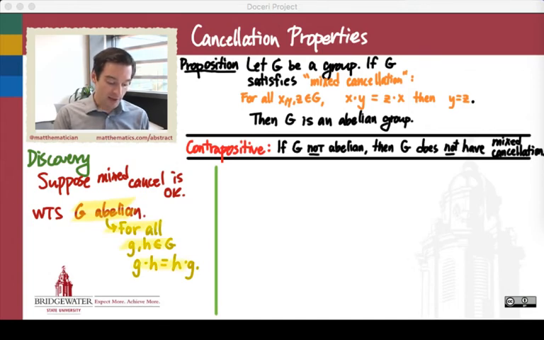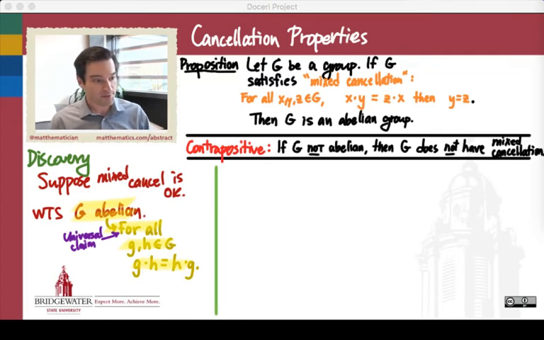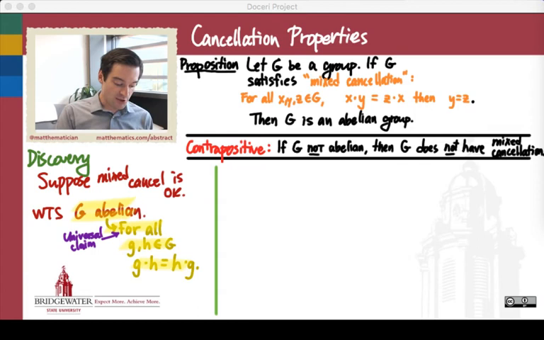In this example, unlike in our previous example, we're not making an existential claim, we're making a universal claim. We have to prove that something is true for all elements, G and H. So, all right, that suggests a possible line of approach here.